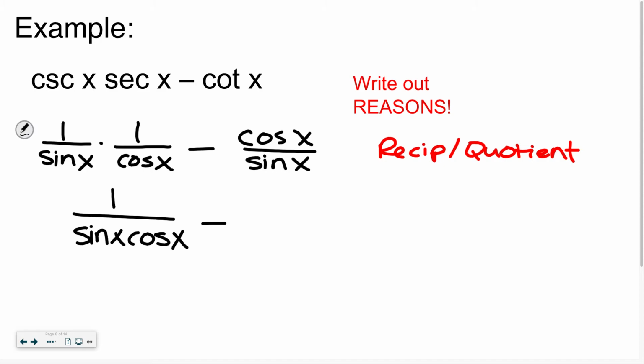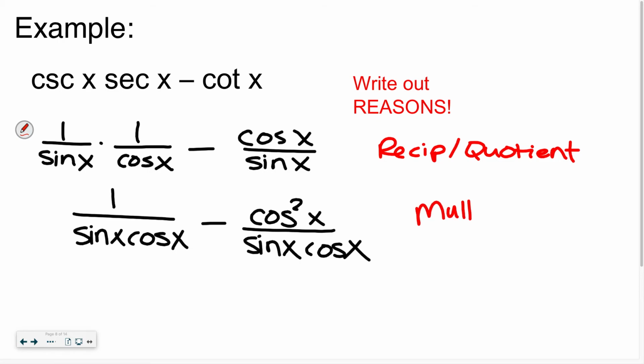And then Stone said get common denominator, so this one needs a cosine. So I multiply cosine in the denominator, then I have to multiply cosine in the numerator, so that becomes cosine squared x over sine x cosine x. And I could say, for that step, I did multiply, and then I did do common denominators. So I did two things in one.